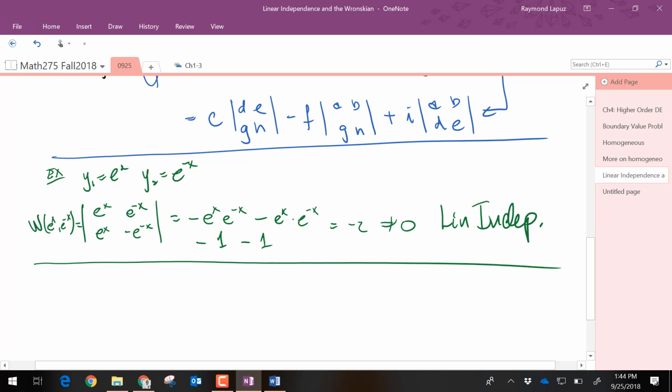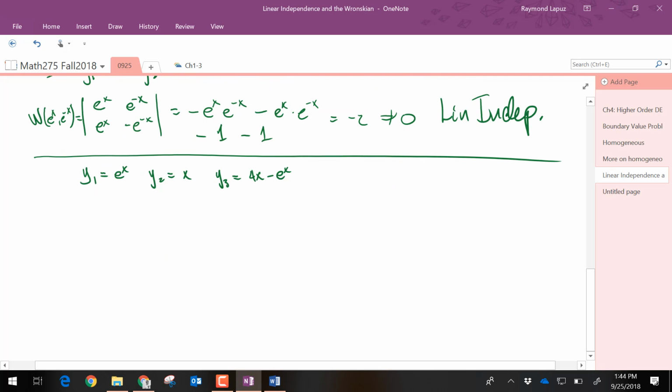Now the other one was dependent, right? So let's see if we can remember those functions. y1 was equal to, what is it, e to the x? y2 is equal to x, and y3 was equal to... oh, we have to do a 3 by 3 matrix. So the Wronskian is e to the x, x, and 4x minus e to the x.